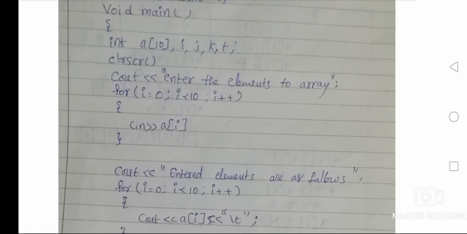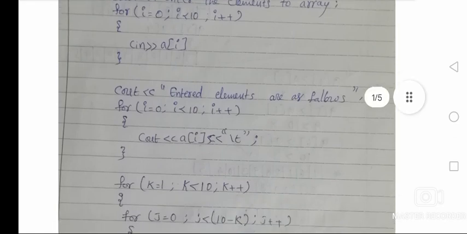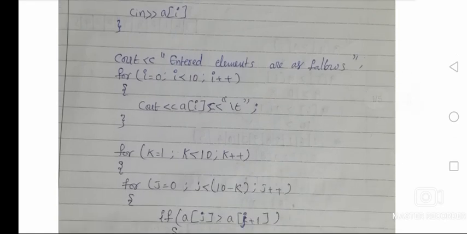Next, first cout entered the elements to array. For this we are using for loop and storing the elements in array. According to index we are storing elements. So next we are displaying the array. What is the array that we entered in that array? So here we are displaying the entered elements in array.